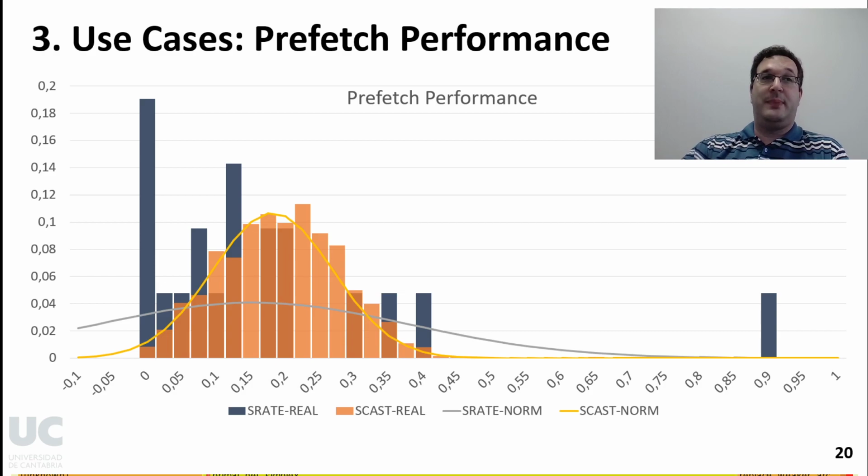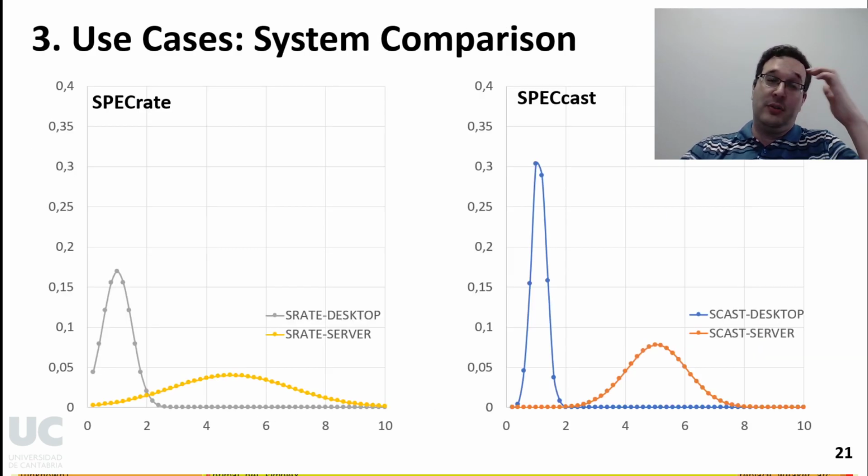The figure shows how SPECcast provides a narrower distribution with lower variance, indicating an improvement of prefetcher usage of 18% with a 98% degree of confidence, while SPECrate gives us a 15% improvement of using the prefetcher with a 75% degree of confidence.